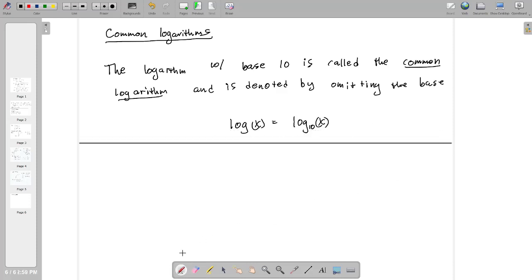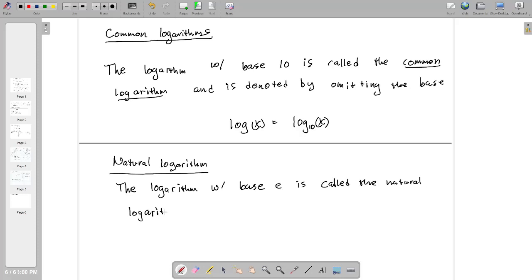That's a log base 10. The natural log is also on your calculator. Now the natural logarithm is just base e instead. The logarithm with base e is called the natural logarithm and is denoted by ln. So if you see ln of x, this is the same thing as log base e of x, where e is 2.7182818284598, and so on. It's the number that we were talking about last section.